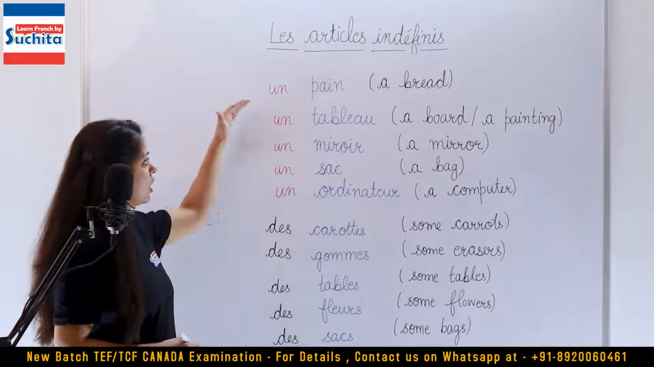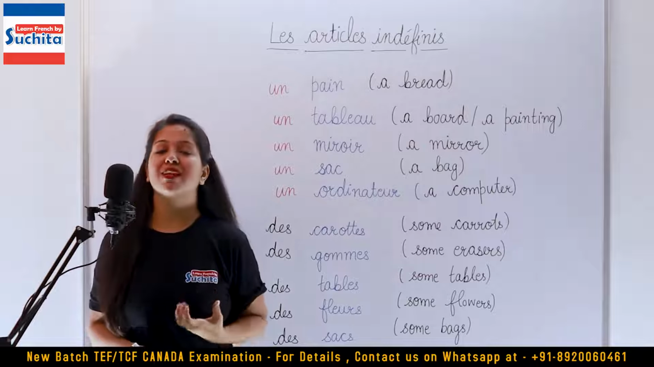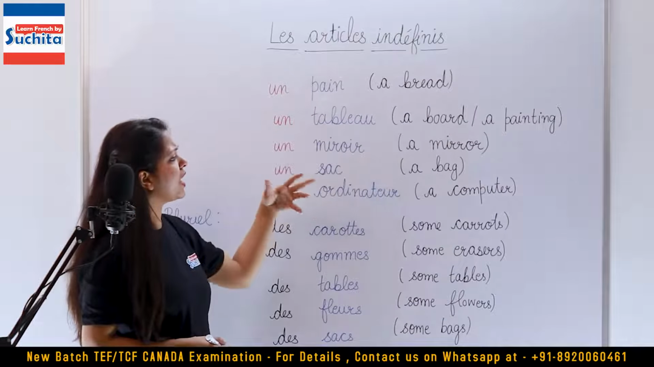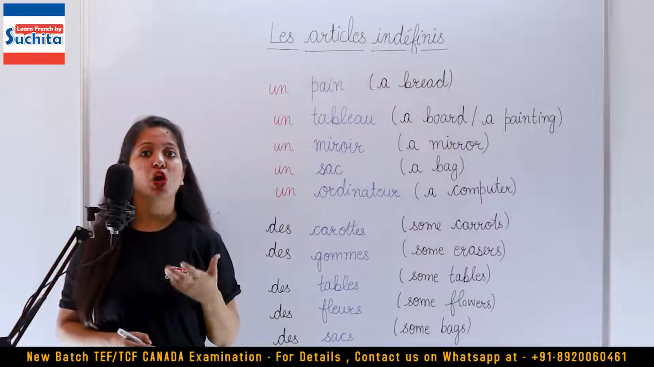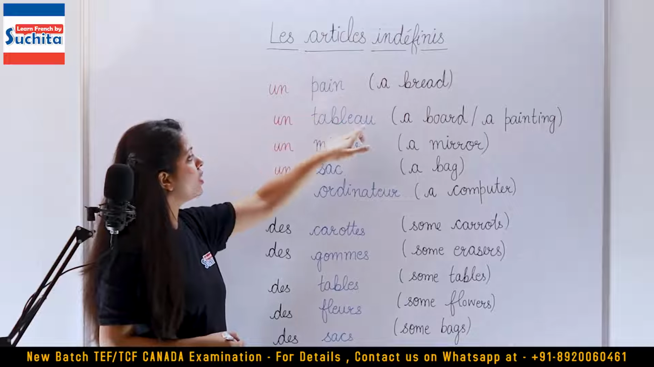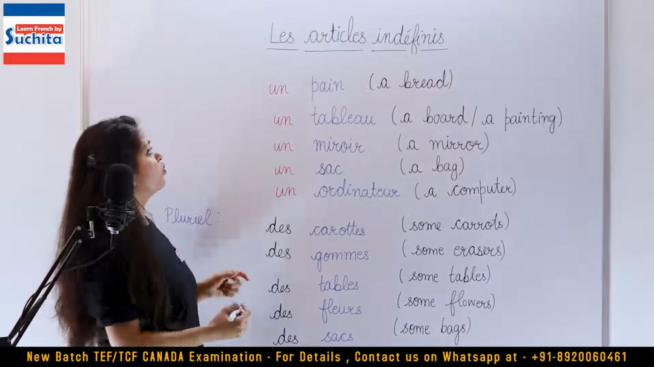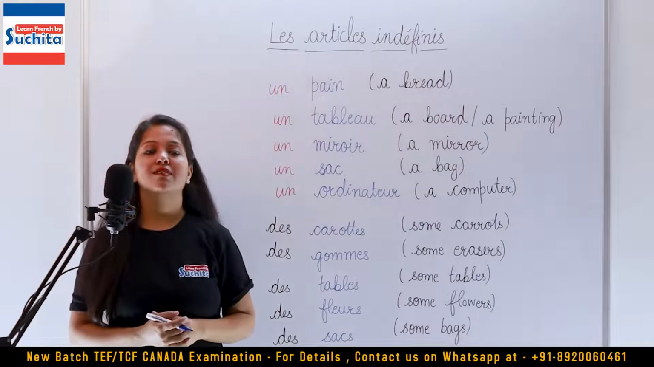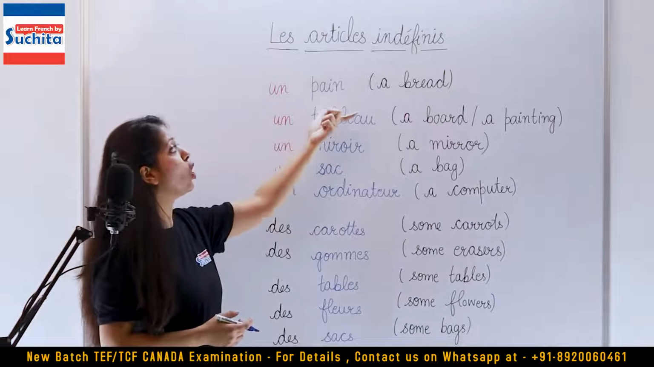Okay, so now here I have quoted certain examples of words which are masculine singular. You can see all of them are ending with any consonant or any vowel but not the letter E. So that means if they are not ending with the letter E, they all are masculine. Let's start with the first one, pain. That's un pain. Un pain means a bread.